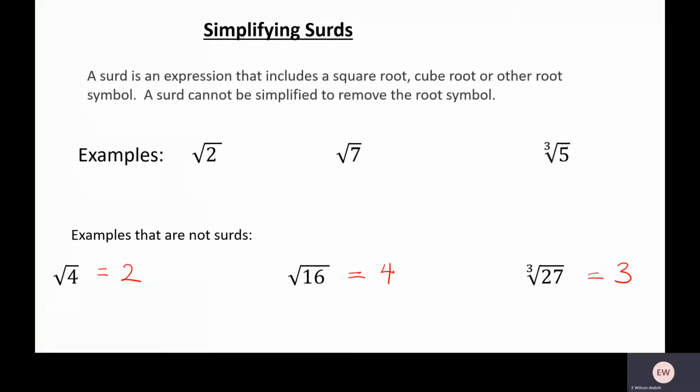Now, the inverse of cube root is cube. So if we want to check whether our answer is correct, we just have to cube the 3. And this is equal to 3 times 3 times 3, and that will give us 27. So when you check the answers that we've got at the bottom, you realize that we do not have the square root or any root in them. So these are not surds.